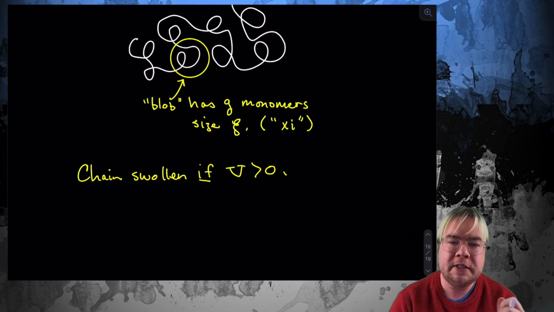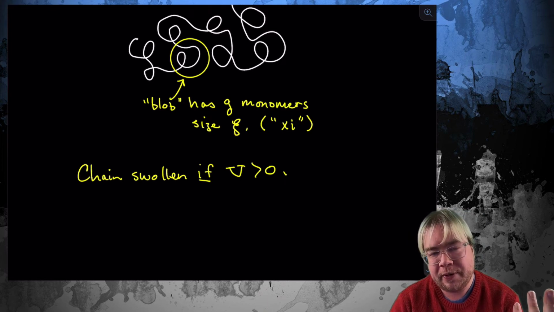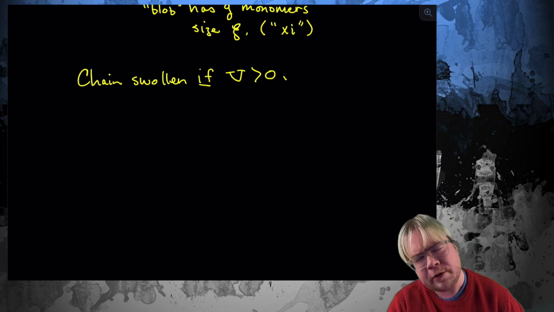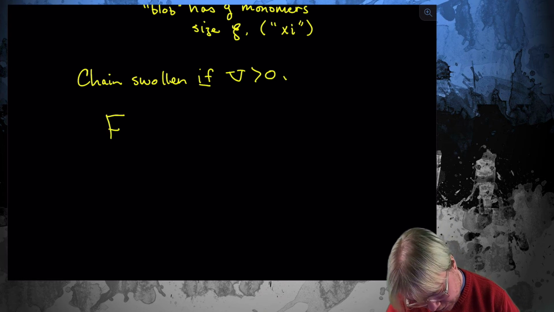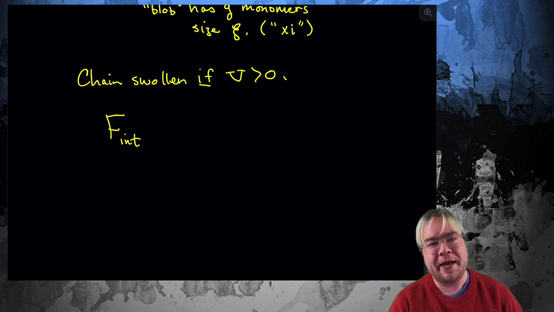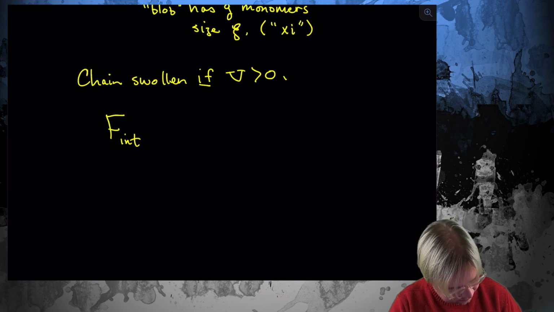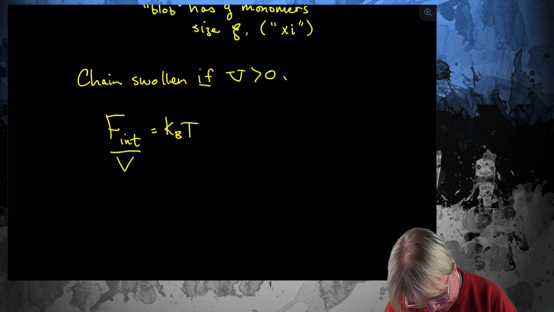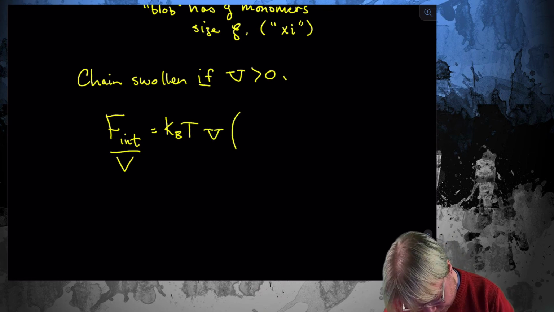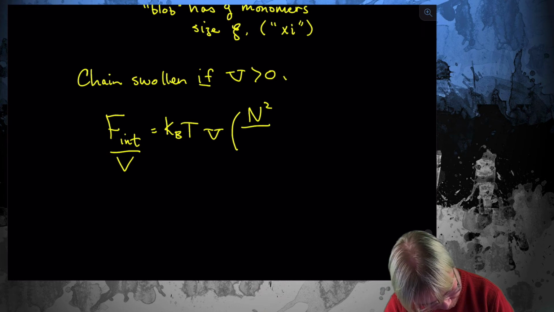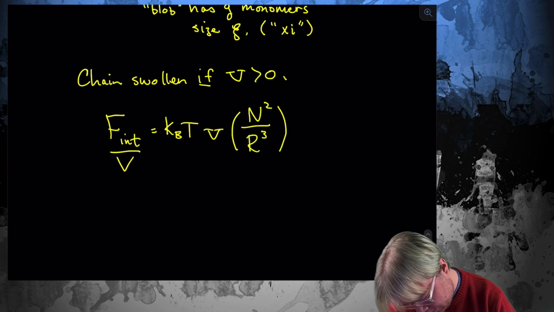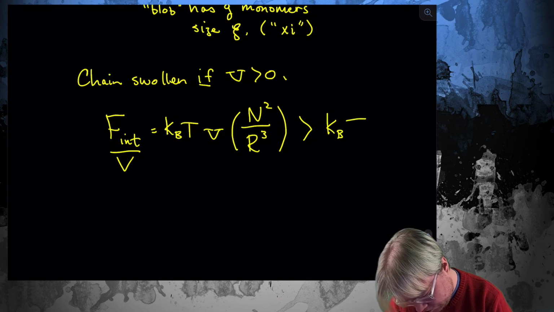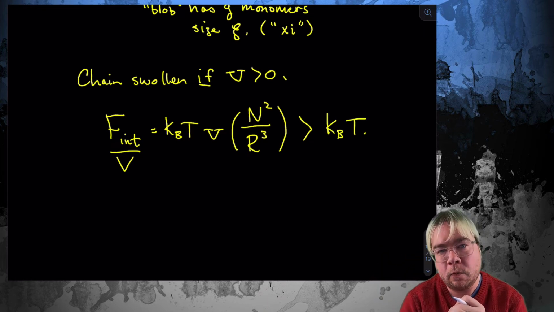If its excluded volume is greater than 0. When is its excluded volume going to be greater than 0? Well, in a good solvent, but more importantly, when is that going to contribute to the size of the chain? That is going to contribute to the size of the chain if the free energy term that's due to interactions, which is equal to kBT, I should say this divided by volume to be correct, which is equal to kBT multiplied by the excluded volume times n squared divided by r cubed, is greater than kBT. Why?